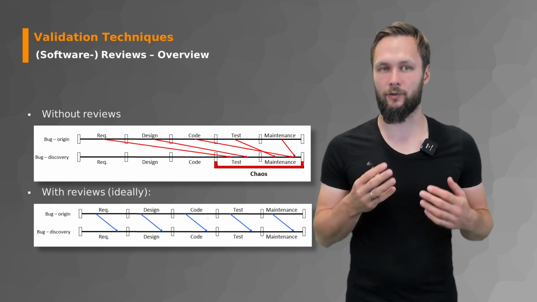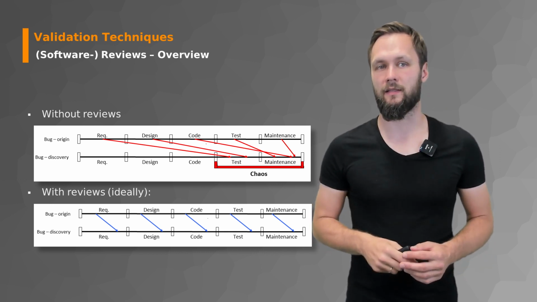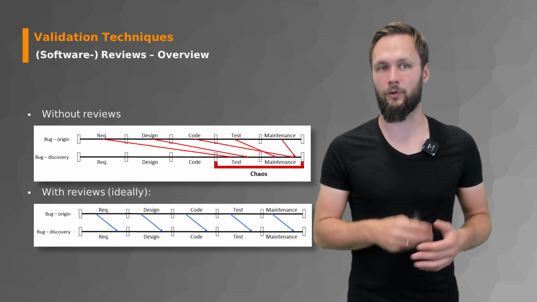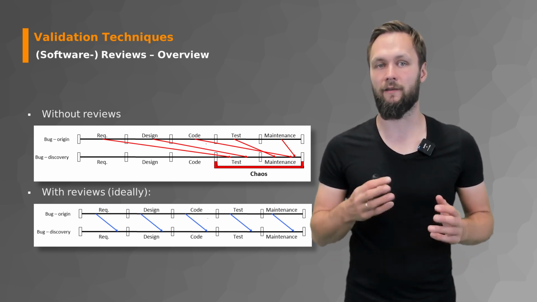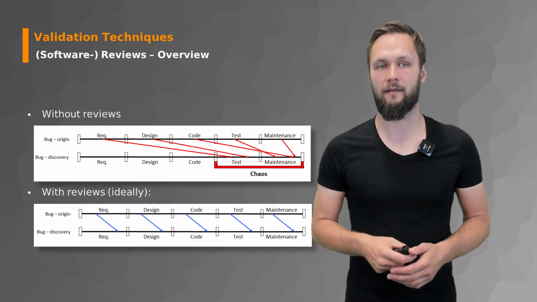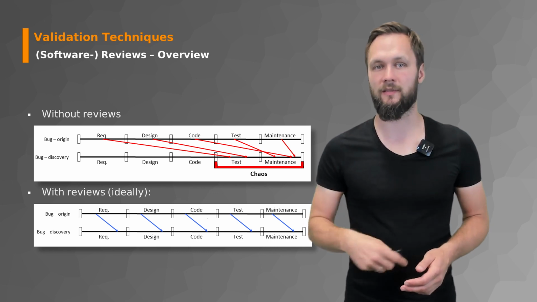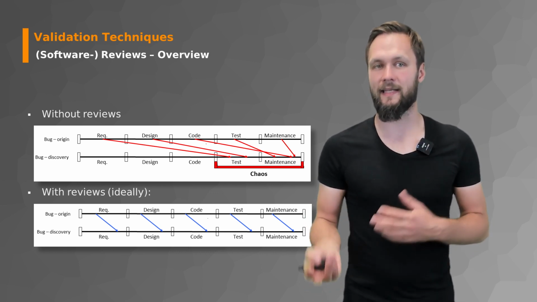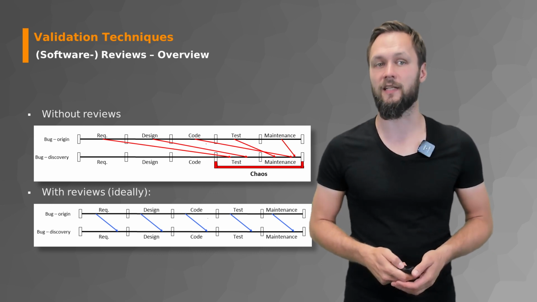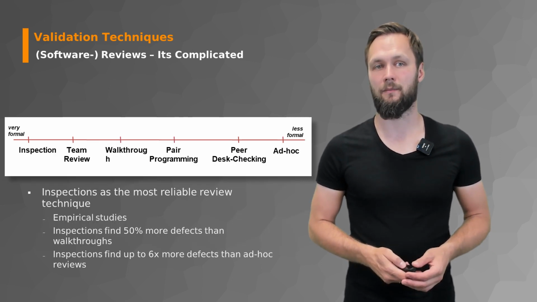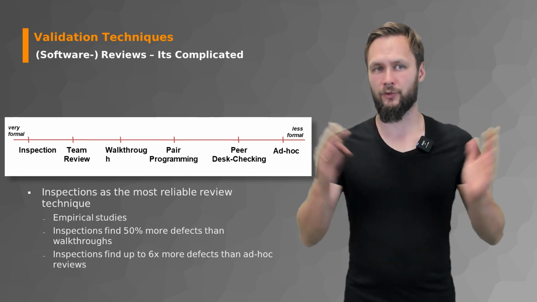Ideally, if you have continuous reviews at all times, then you have a bug that is originating in the very early requirement phase, and if you already do reviews there, you might actually discover the bug in the requirement phase. Same goes for design, code, testing, maintenance. So you get the idea of reviewing as often as possible and as early as possible so that you can catch bugs as early as possible.